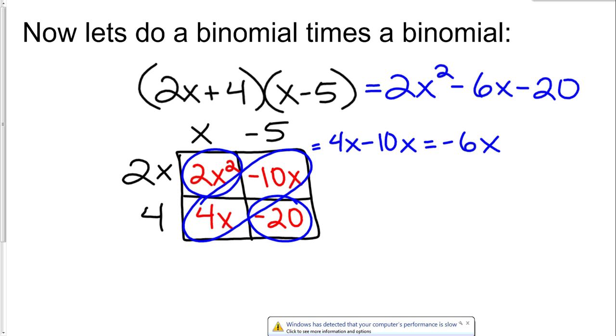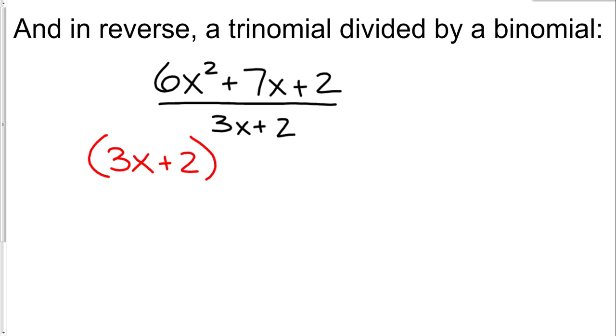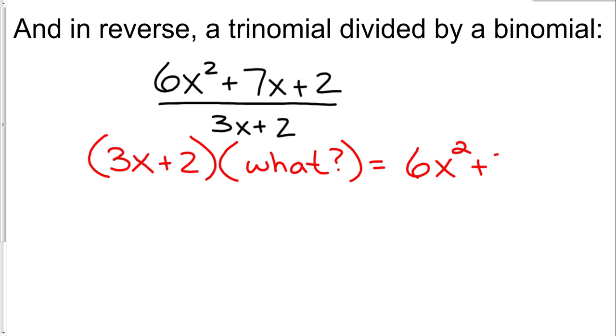So let's look at how we would use this to do division. So here we've got a trinomial divided by a binomial. So rather than division, we could look at this and say 3x plus 2 times what equals 6x squared plus 7x plus 2.